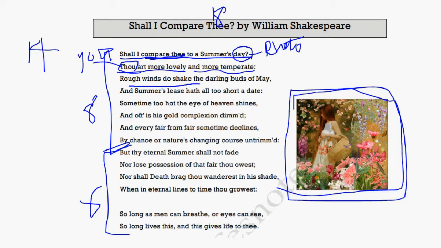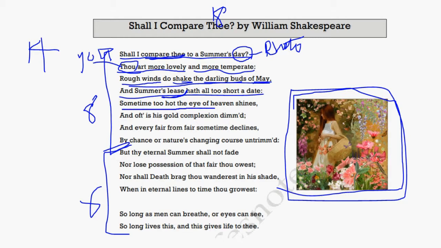Rough winds do shake the darling buds of May. In this line, Shakespeare presents the cons or faults of summer days. He says that in summer there is a storm, and that storm affects the buds that sprout out in the month of May. And summer's lease hath all too short a date. Here lease means longevity or lasting. It means summer lasts for a very short period of time.